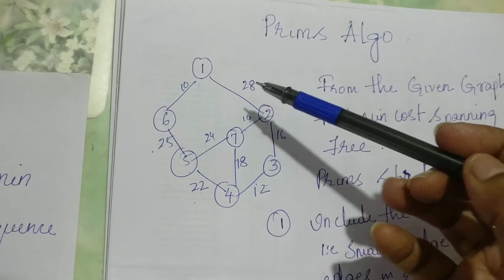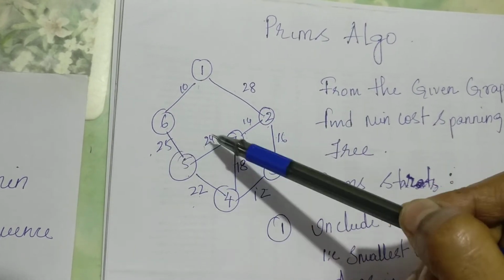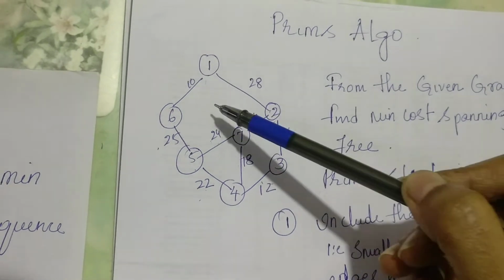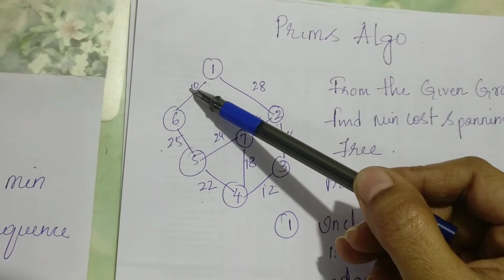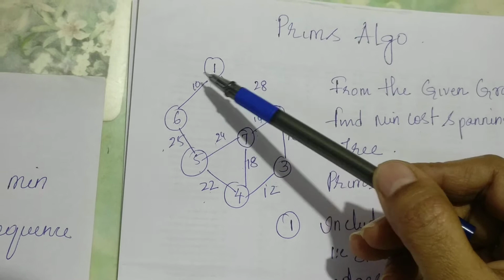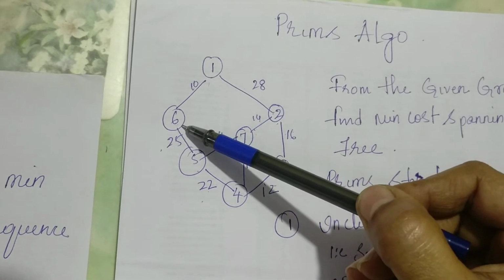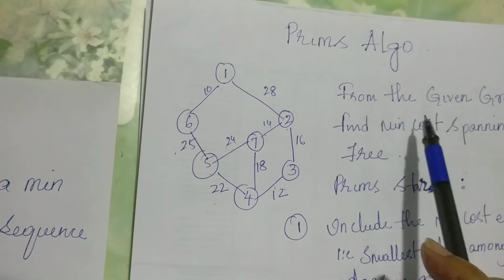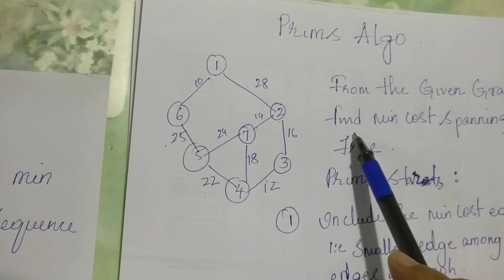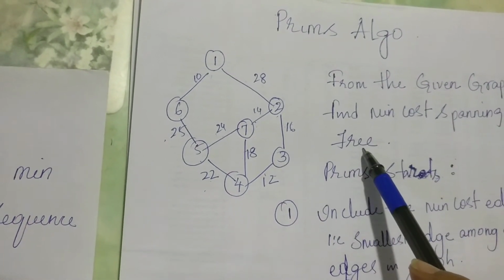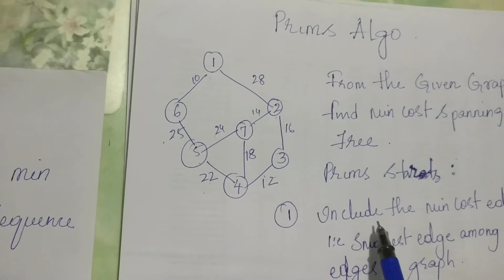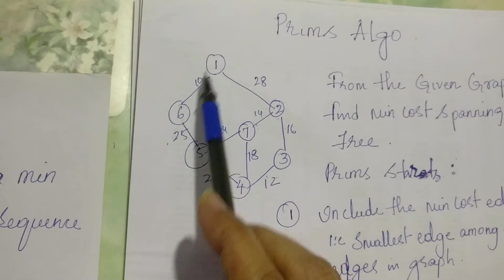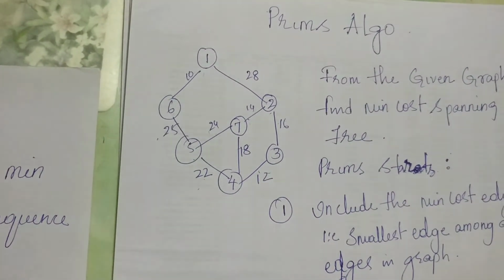Of the edges 10, 28, 25, 24, 14, 22, 18, 12 and 16, 10 is the smallest edge. So I include 1 to 6 as the subtree initially. So from the given graph, find the minimum cost spanning tree. Now Prim's algorithm starts by including the minimum cost edge, that is 1 to 6 with weight 10.